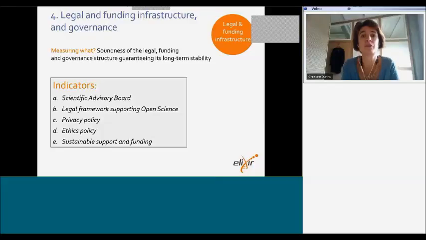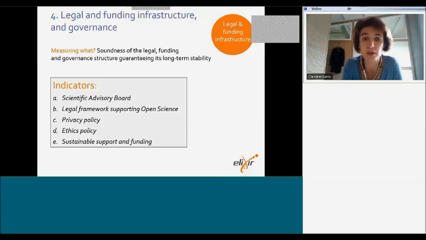Then category 4, how solid is the resource on a legal, funding and governance aspect, because this is crucial for the long-term stability. So we expect a core data resource to have its own independent scientific advisory board. Is there a legal framework supporting open science? How about a privacy policy? Is there an ethics policy in place? And how sustainable is their support?